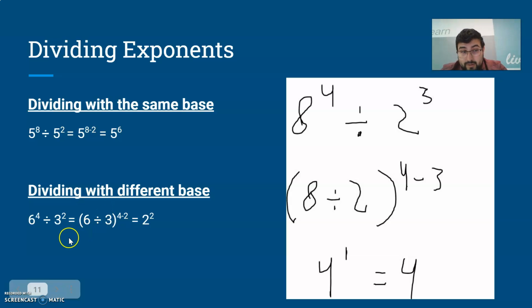Dividing with a different base, so 6 to the 4th divided by 3 to the 2nd, you're going to divide those bases. So 6 divided by 3, and then you're also subtracting. So 6 divided by 3, and then 4 minus 2. That equals 2 to the 2nd, and then 2 squared is 4. This is an example problem where it's 8 to the 4th power divided by 2 to the 3rd power. Here you would divide 8 divided by 2 and then bring 4 minus 3, which equals 4 to the 1st power. And remember, anything to the 1st power is just itself because it's multiplying against 1.